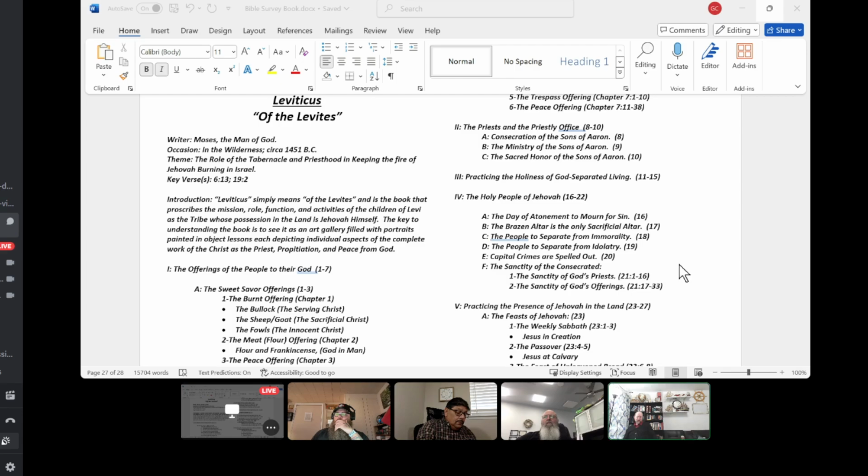In chapter 20, capital crimes are spelled out, and for these things one shall die. It's interesting that the first one is blasphemy. It's not murder, it's blasphemy. Whether a stranger in the land or a child of Israel blasphemes the name of God, curses the name of God, they must die. Okay? Murder is also listed among the sins that require capital punishment.